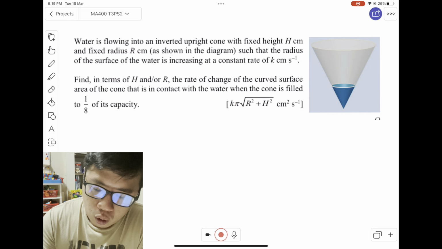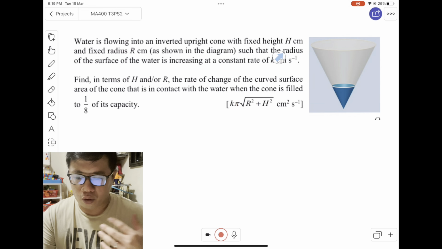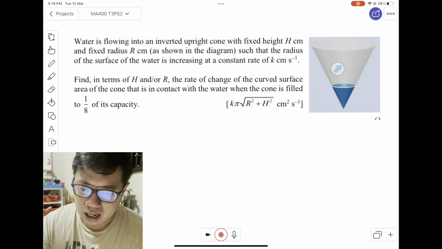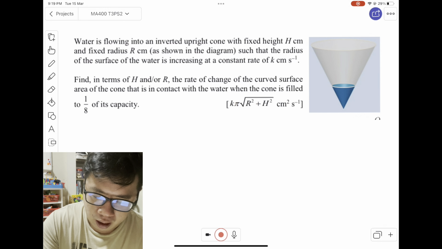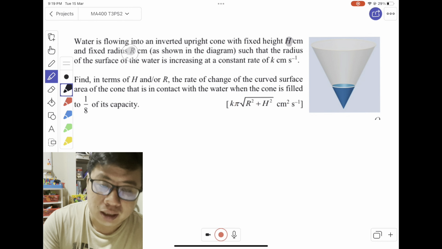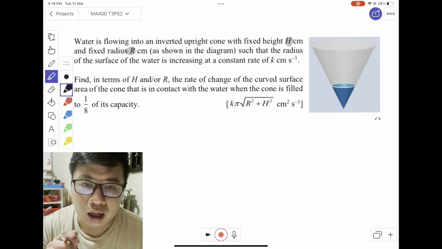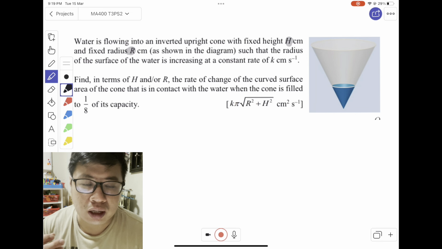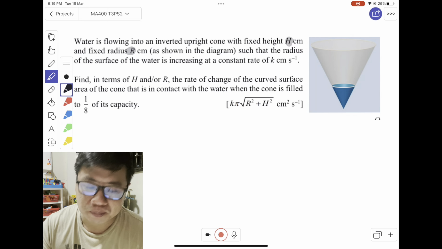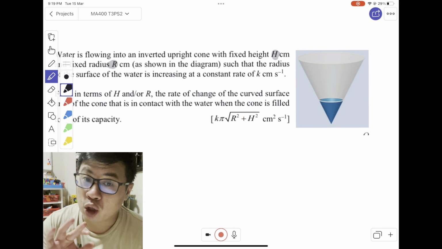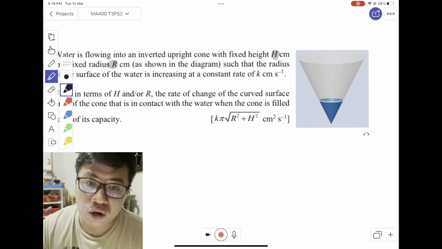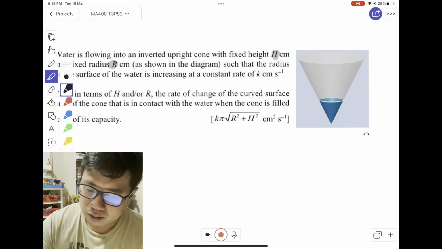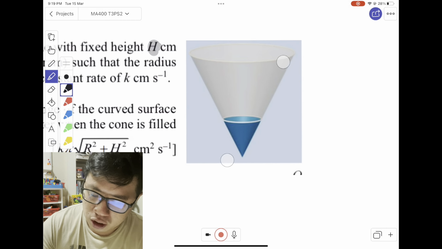Alright, so water is flowing into an inverted upright cone with a fixed height h and fixed radius r. What I want to emphasize is that when you look at the figure here, h and r are actually fixed constants, so do not treat them as variables when you do differentiation. If you find it hard to swallow, just imagine that they're just a fixed number. They are not variables, so you do not differentiate them. So fixed height h and fixed radius r means that these two are constants.